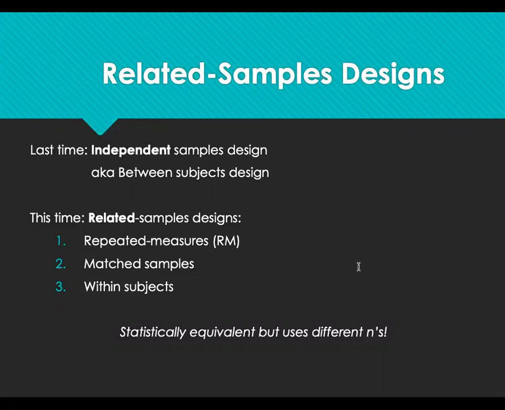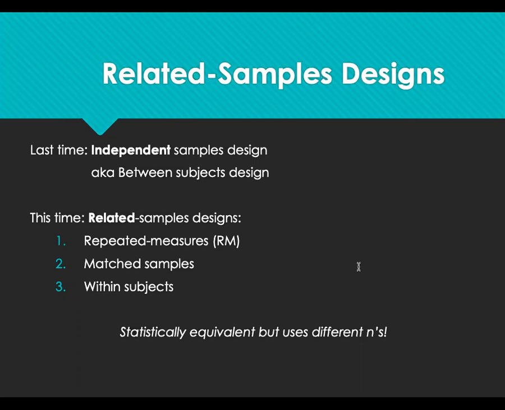In a related samples design, you have one set of participants, most often, and you measure a dependent variable with that set of participants more than once, so twice at least, sometimes more. That's why it's also called a repeated measures design. So you might be measuring a dependent variable repeatedly. A matched sample design is another type of related sample design that I'll talk about a little bit more in a couple of slides. And it's also called within subjects design.